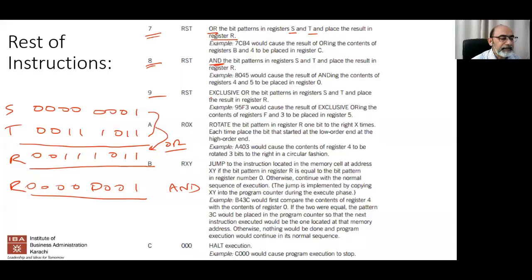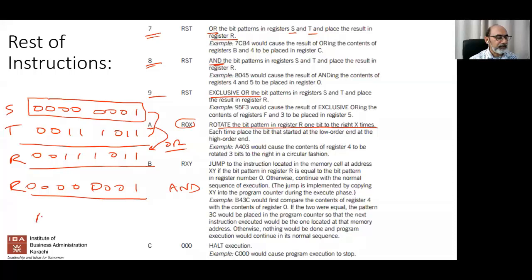Opcode 9 does simply an exclusive OR. That again is something we've already studied. This is an interesting operation. This says that if you're using opcode A, which is the number 10, rotate the bit pattern in register R one bit to the right X times. So let's say if you have a certain pattern, it's going to rotate it X times.